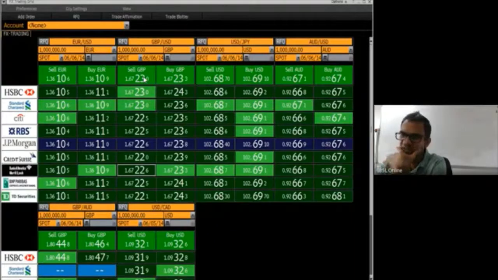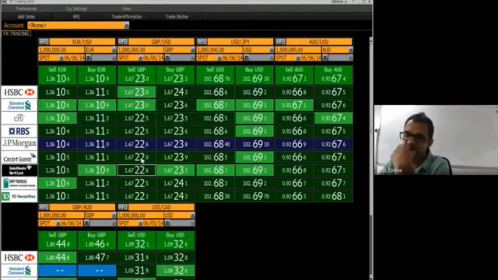But if you want to trade with HSBC, then you have to click on this at the front of that counterparty name. If you want to trade with Standard Chartered, you have to click here. Even though this is the best trade, you may not want to trade with HSBC or Standard Chartered for some reason. If you want to trade with Credit Suisse, just click on this price. You can do that.